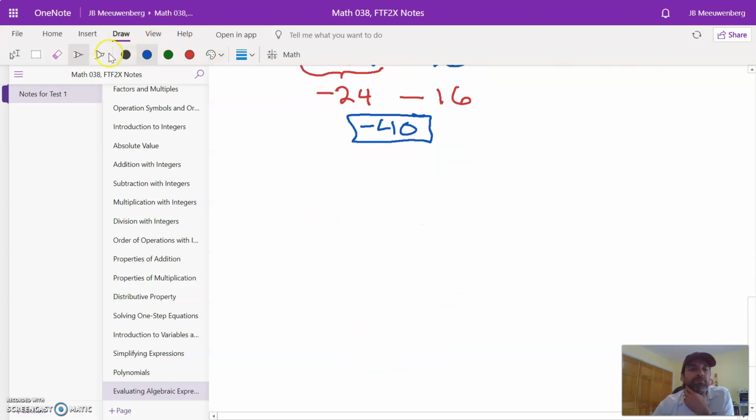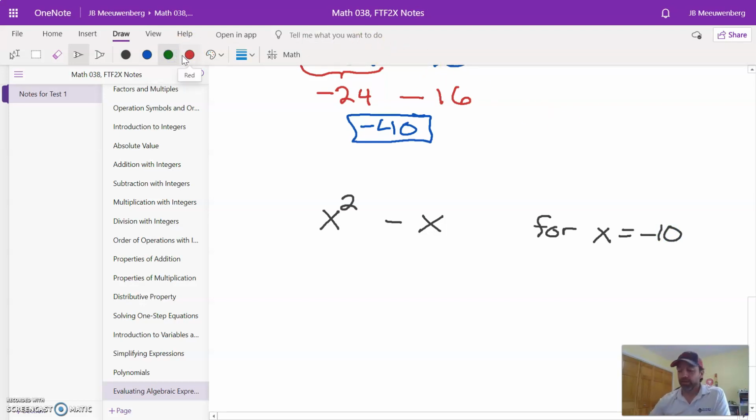All right. So now we have one more. Evaluate x squared minus x. I'll use the word 4 again. x equals negative 10. Pause it. Try it if you haven't done that yet on these. x squared minus x for x equals negative 10.